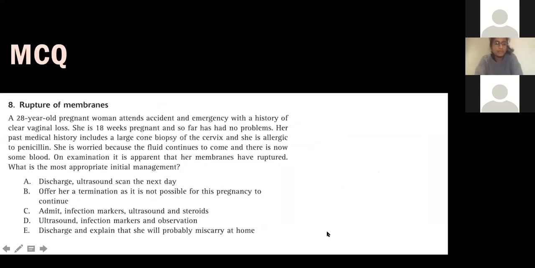Okay, so an MCQ about someone that comes in with preterm pre-labor rupture of membranes. I'll let you guys read through that. And if we can have the polling for the question, that would be great. Thank you. So you've got someone with a history of clear vaginal loss who is 18 weeks pregnant.